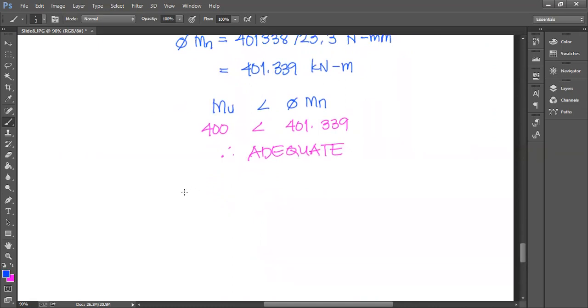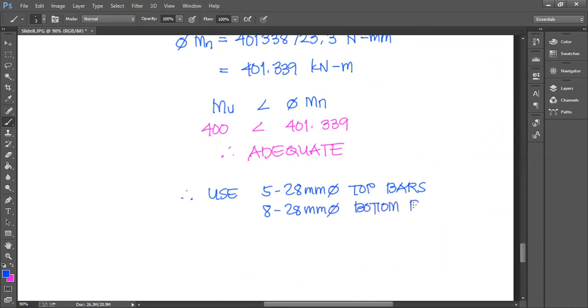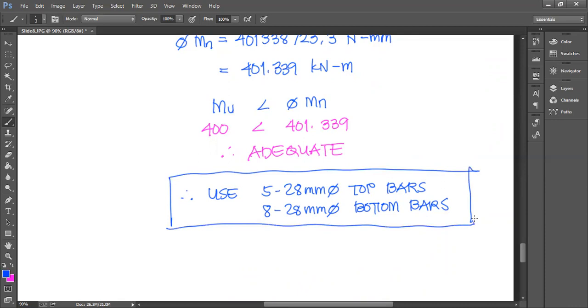Ibig sabihin, for our final answer, we need to use limang 28 mm diameter top bars and 8 28 mm diameter bottom bars. Yan ngayon yung final answer natin for this particular problem.